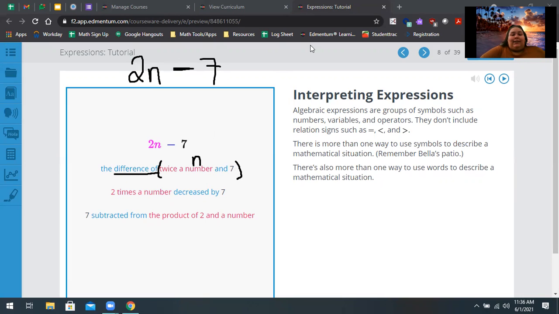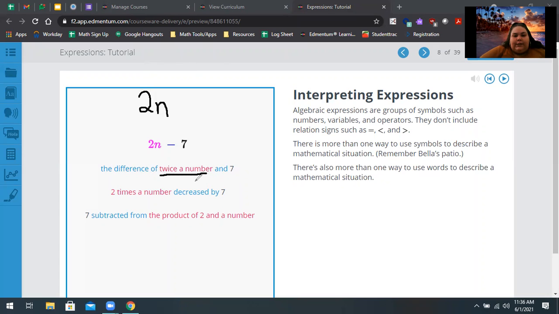Again, you can rewrite these in a couple of different ways. The second one is 2 times a number decreased by 7. So again, 2 times a number, we already saw that a little bit over here, right? Twice a number, 2 times a number. So 2 times a number decreased. When we think of decreasing, we're subtracting, right, by 7. Third one, 7 subtracted from.